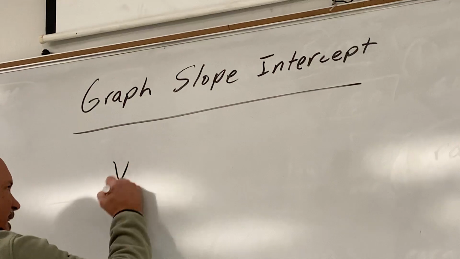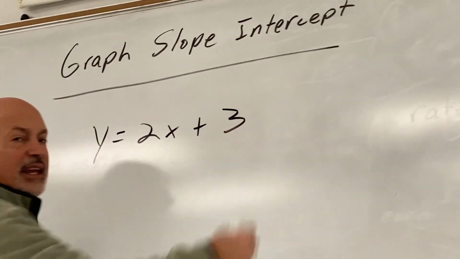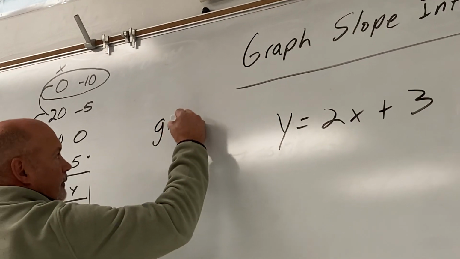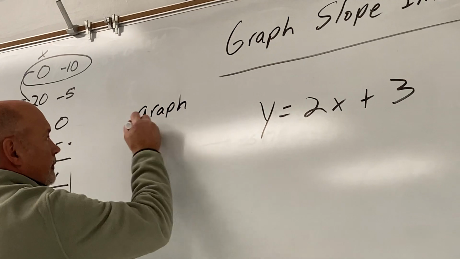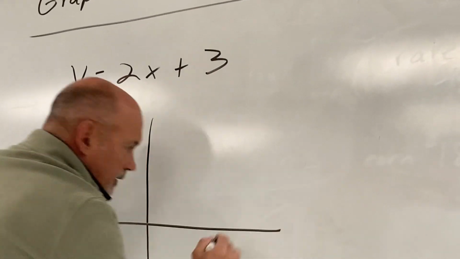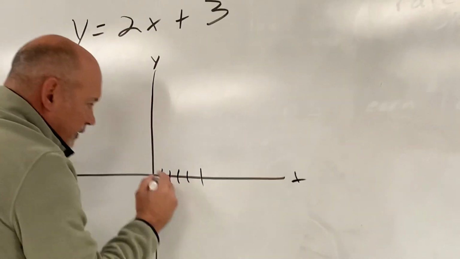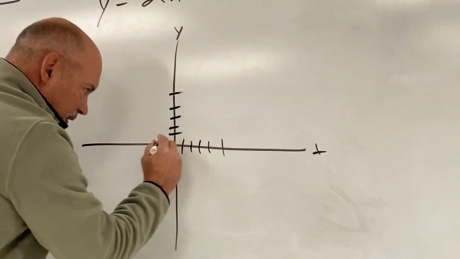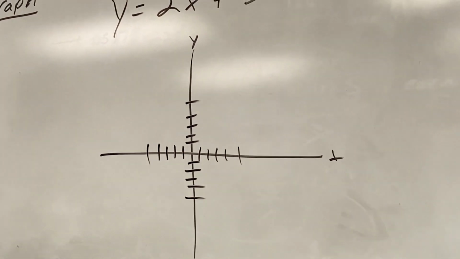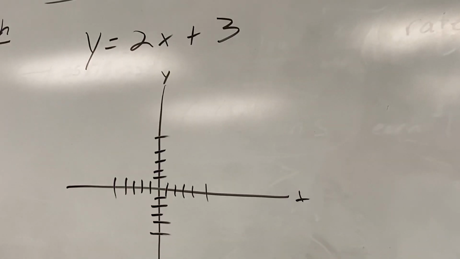All right, let's say they give us this equation, and they ask me to graph it. So let's draw a graph. Here's the x, here's the y, 1, 2, 3, 4, 5, 1, 2, 3, 4, 5. Okay, does anybody have any idea where we might want to start?